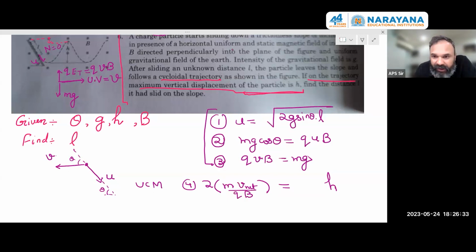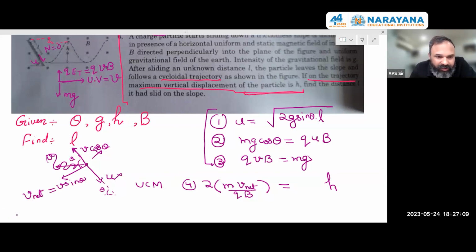And now what is that v net? See, what I have to do is take the resultant of these two. So I'll take the components: v cos theta here and v sin theta here. And then I'll remove this v vector and take the resultant of these. But the interesting thing is that v cos theta is balancing this u, because v is coming out as mg upon qB. So mg upon qB cos theta is u.